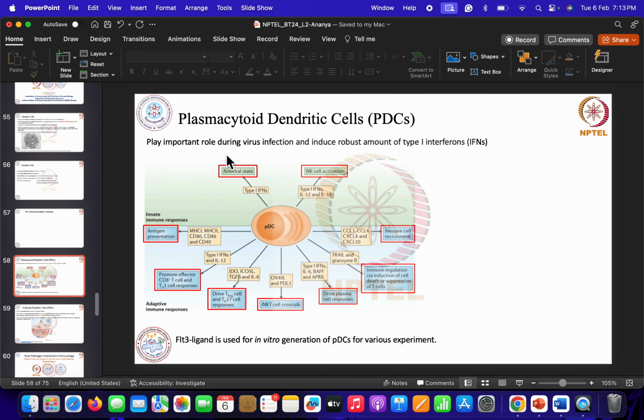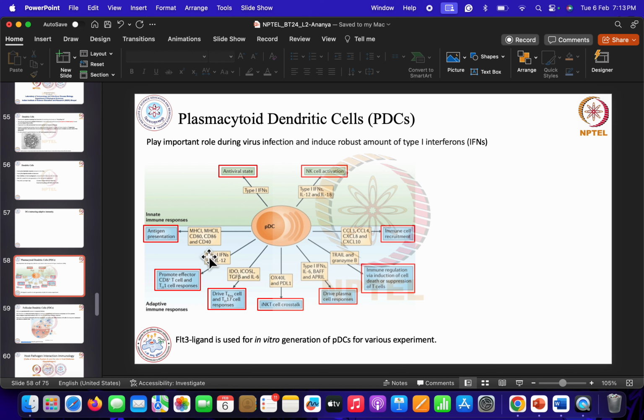Plasmacytoid dendritic cells play an important role during virus infection and induce a robust amount of type 1 interferon. As I was telling, those innate immune cells also produce interferons. So plasmacytoid dendritic cells will produce type 1 interferon, which helps in the antiviral state. Type 1 interferon, interleukin 12, and interleukin 18 will help in natural killer cell activation. These are all innate immune responses.